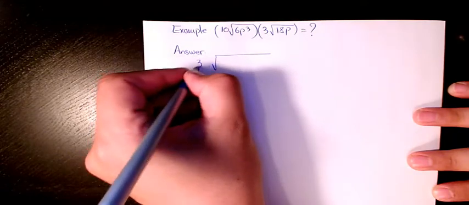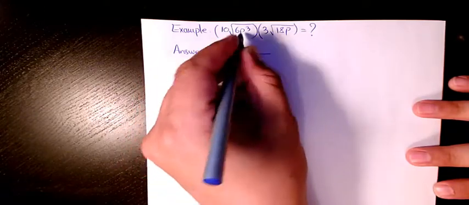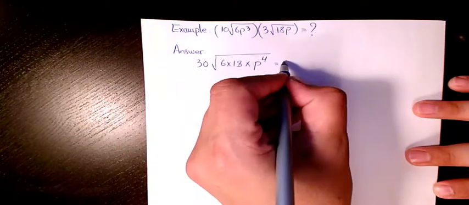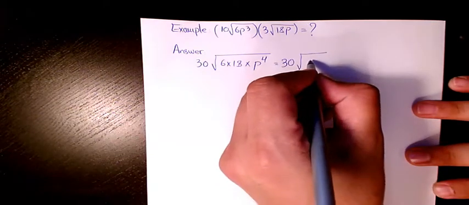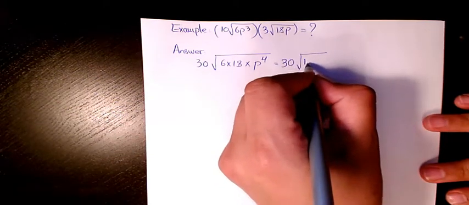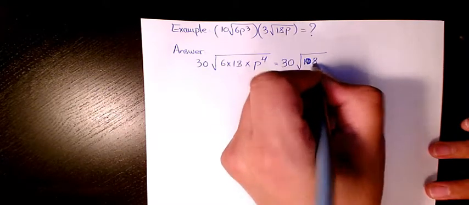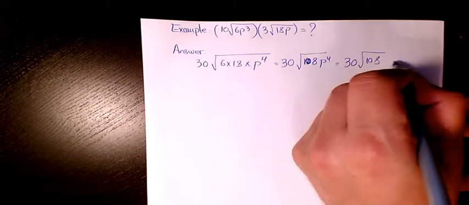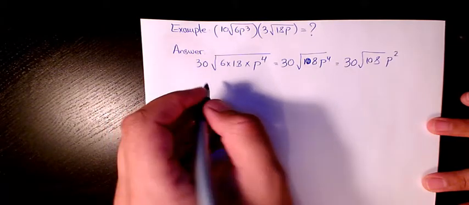10 times 3 is going to be 30, it's going to sit here. 6 times 18 and p cubed times p, which is going to be p to the power of 4. Then here we have 30 and here we have 108. That's 108 p to the power of 4. That makes it 30 square root of 108 p to the power of 2, because square root of p to the power of 4 is p to the power of 2.